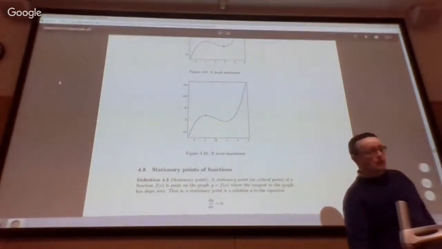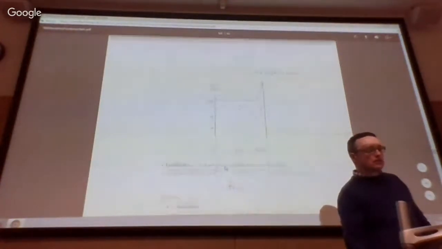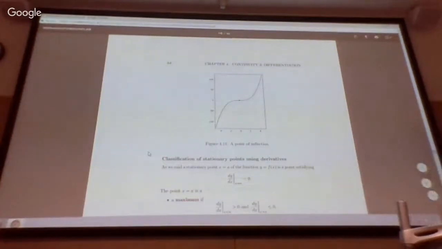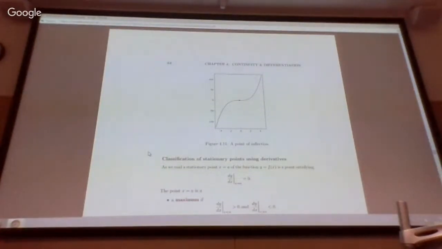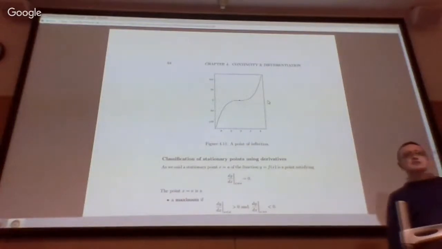Now, stationary points, according to the definition, are points where the derivative vanishes. So there is a third possibility. And these are called points of inflection. And points of inflection are like a mixture. They're simultaneously a minimum and maximum. They're kind of half minimum, half maximum. They display aspects of both behavior. In this function, the derivative does look like it's zero. If you imagine the tangent line to the graph at that point, the tangent line is going to be exactly horizontal. Right?